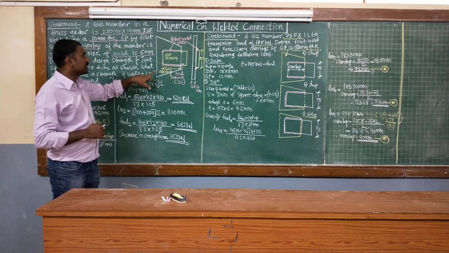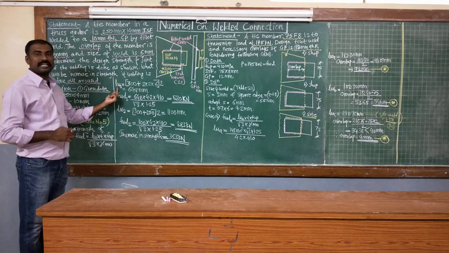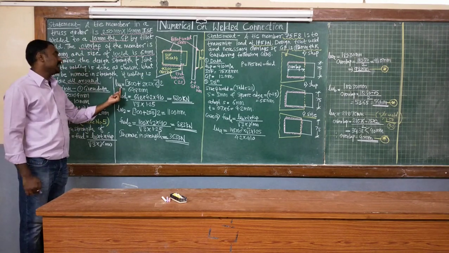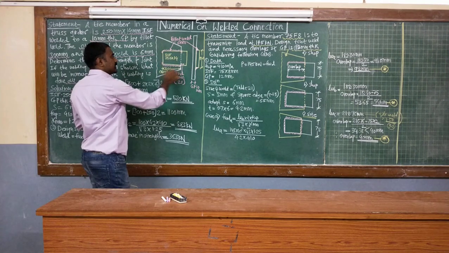So ultimately, the total length of welding we are going to calculate as follows. I am purposefully giving the length of welding as LW1. This 1 stands for case number 1. So the first case is welding provided on opposite sides.